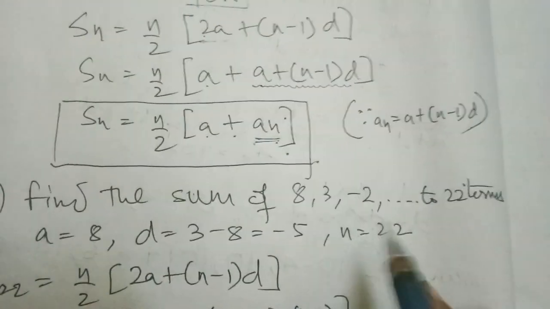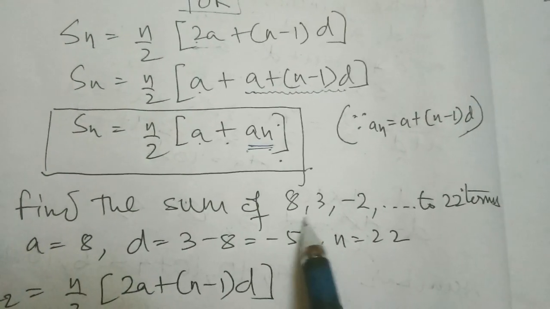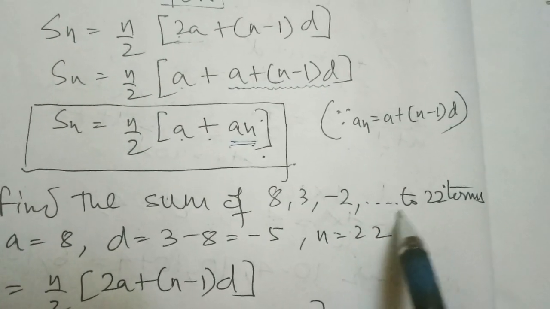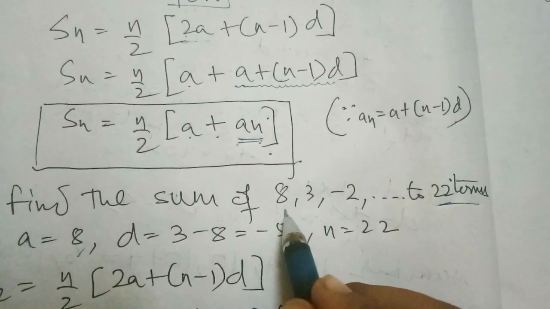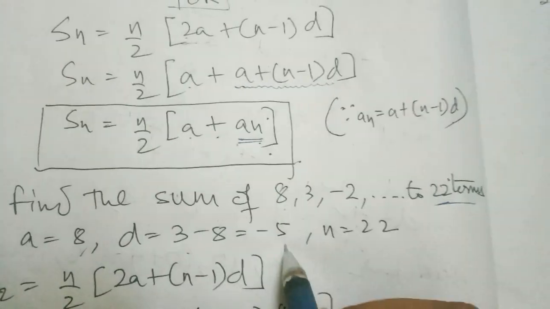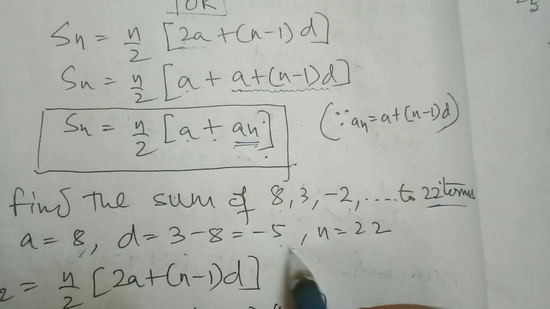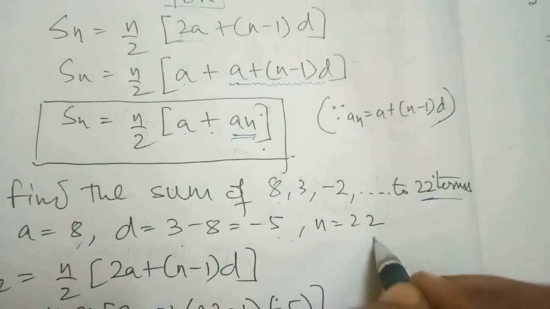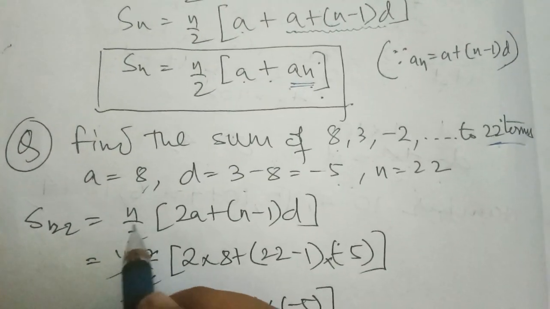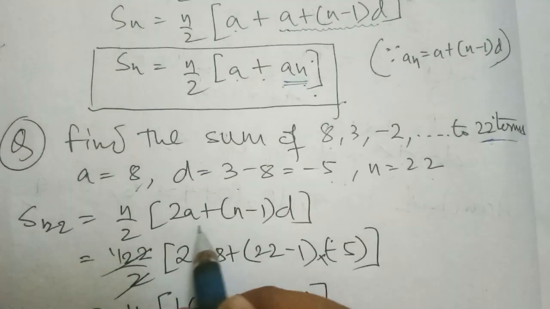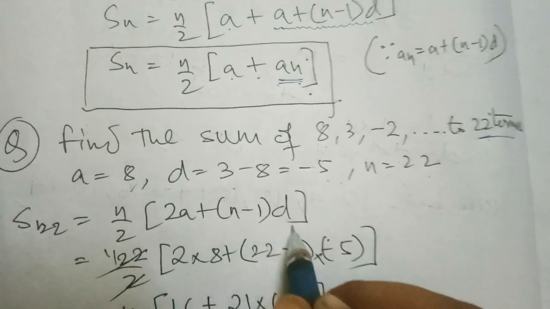Now I have taken one example question. Find the sum of 8, 3, minus 2, up to 22 terms. Here a is given as 8, d after subtracting is minus 5, and n is already given as 22. Now we use the big formula: Sn equals n by 2 into the bracket 2a plus (n minus 1) into d.